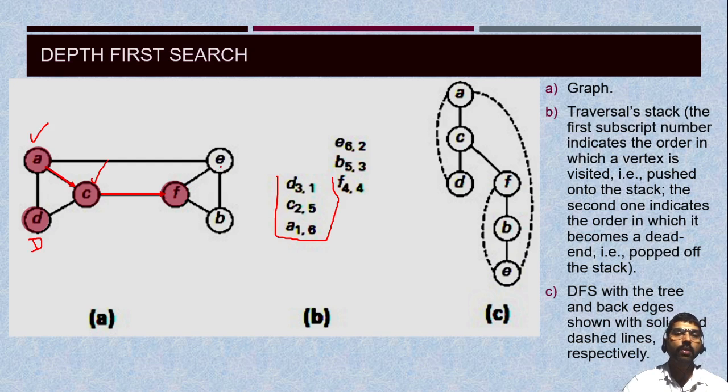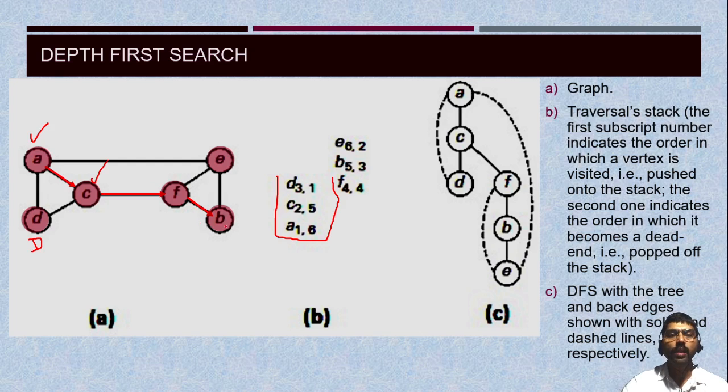F is connected to 3 more nodes, but C is already visited. E and B, there are 2 options. I will go to B. Now B is visited here. Once it is done, I have to go to E. E is visited. E is connected to F, A and B, which are already visited, so I have to do the backup edge. Now see, this is called the backup edge.